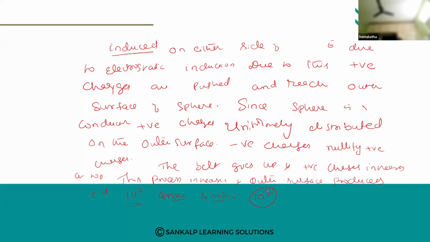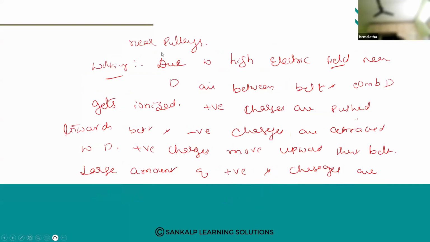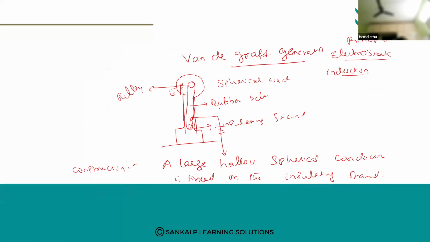That is the voltage. Positive charges will accumulate, and how much is it? 10 to the power of 7. This is the maximum limit of the Van de Graaff generator. They asked in the examination, what is the maximum value of the potential difference? That much you can store. That is 10 to the power of 7 volts, which is the maximum limit.